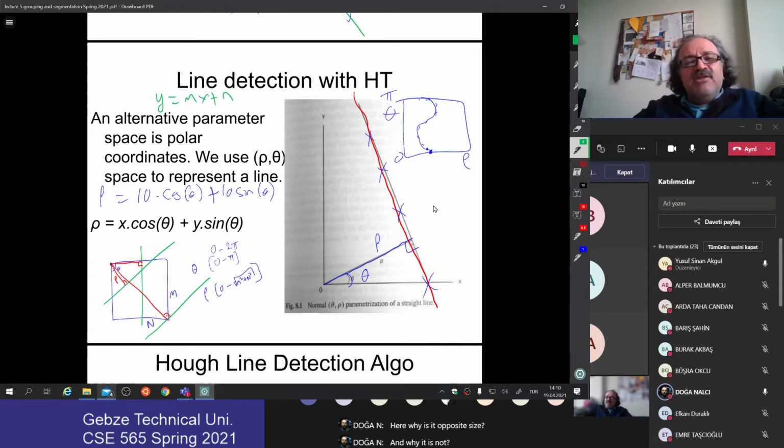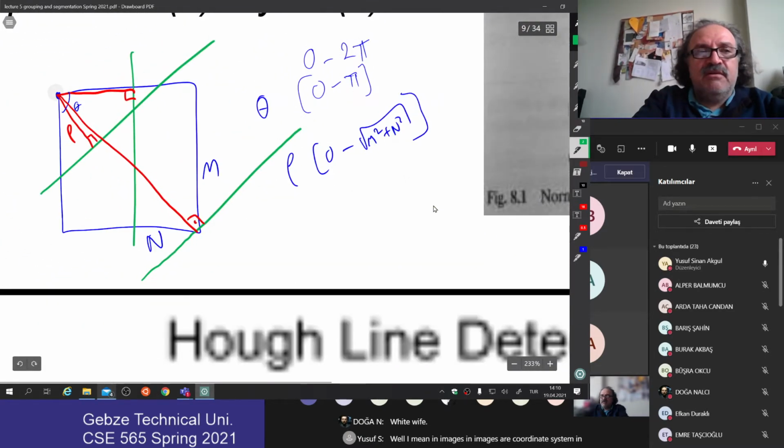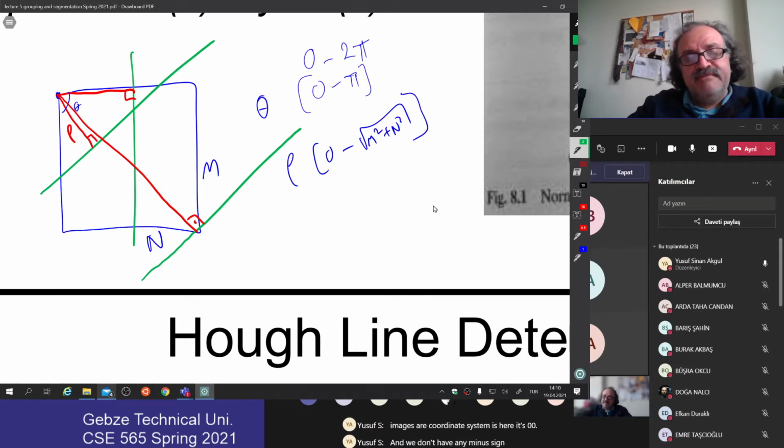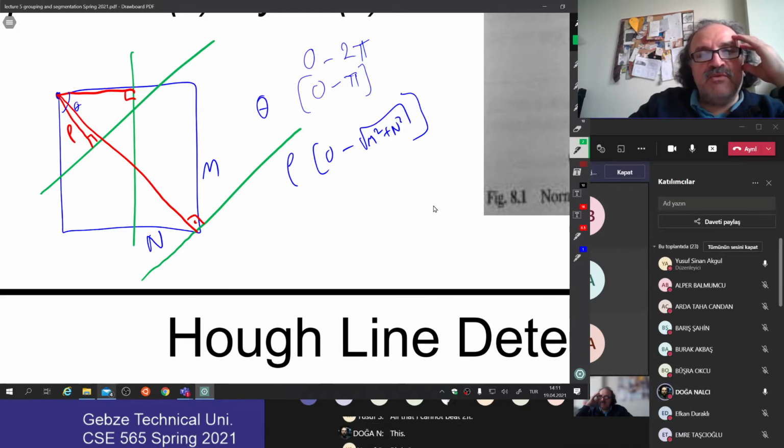Well, in images, our coordinate system is here. It's 0, 0. And we don't have any minus signs for the pixel coordinates. So for convenience, I assumed it that way. And in fact, maybe I lied a little bit. Our theta could change from 0 to pi over 2 at most. Our theta cannot be 2 pi, right?